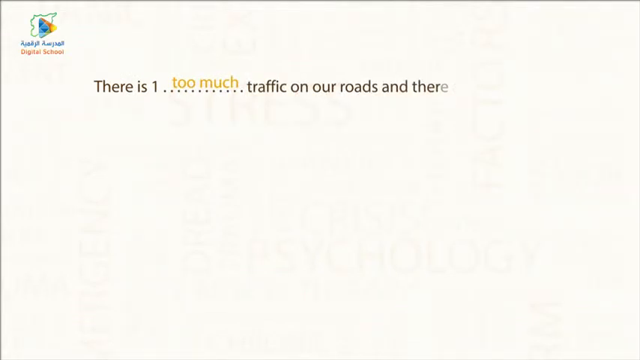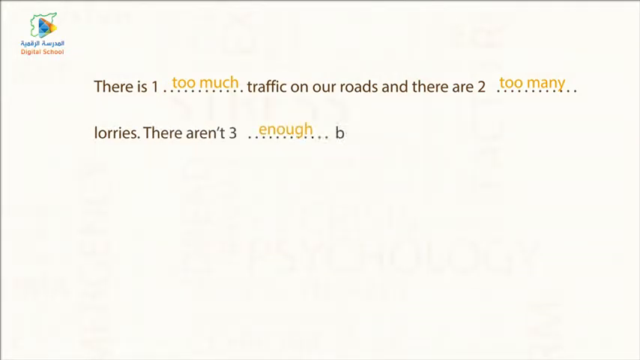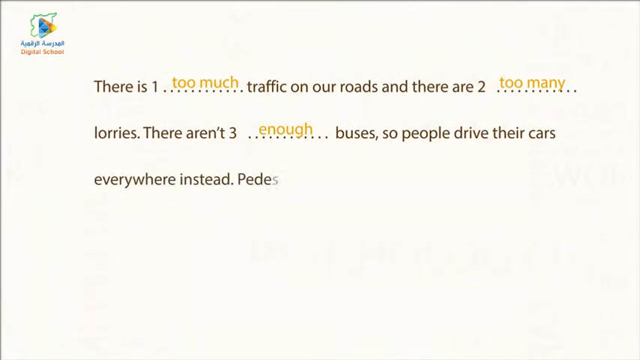Now we are going to complete the following exercise using all the quantifiers we have learned before. Let's begin. We're writing to tell you the results of our study of traffic in our town. We have found that there is too much traffic on our roads and there are too many lorries. There aren't enough buses, so people drive their cars everywhere instead.